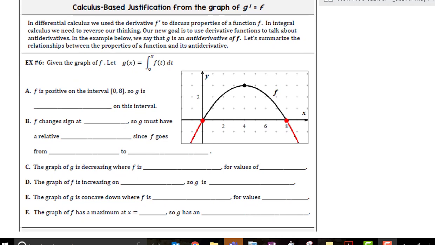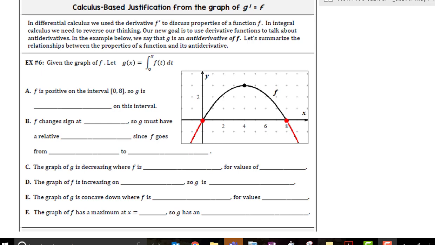We touched on this a little bit, but the whole idea is that in differential calculus, you use the derivative to discuss the properties of the function f. In integral calculus, we're almost reversing that idea, and we're using that derivative to talk about the antiderivative. So in this example below, we're saying that g is the antiderivative of f. Now, we're going to look at some of these relationships.